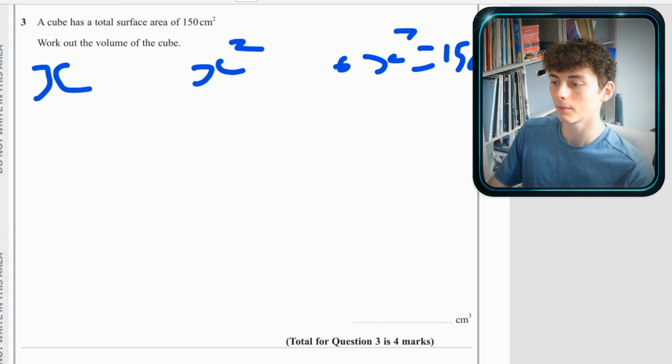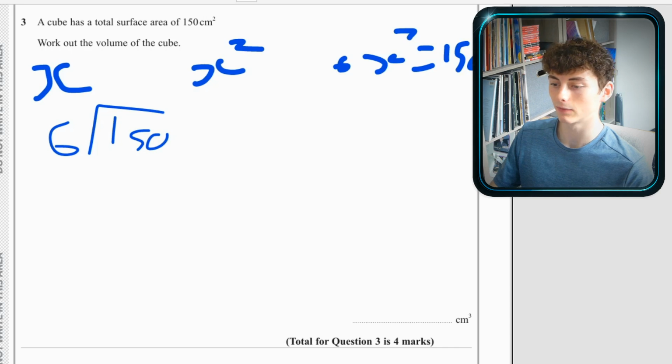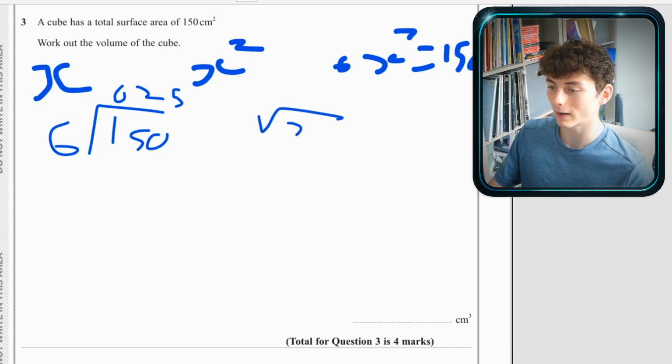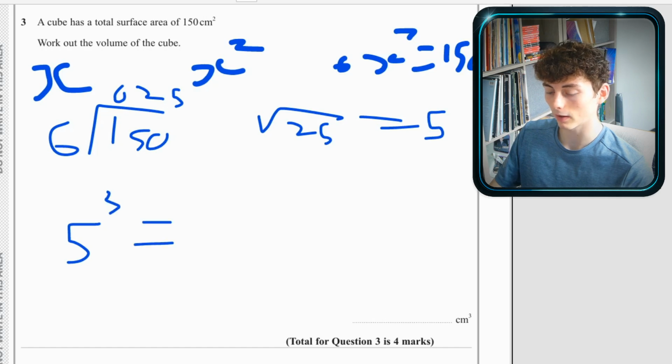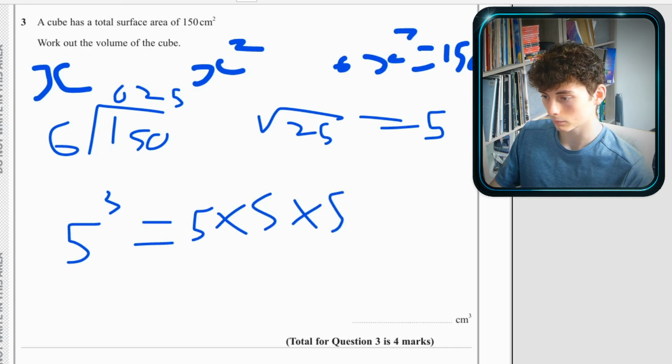So the first thing I'd do is I would divide 150 by 6. So I would shove it in another bus stop. So we do 150 divided by 6, and you'll find that that gives us 25. And as long as you know your square numbers, you'll know that the square root of 25 is 5. So we now know that one side of this cube is 5 centimeters. And the way you work out the volume of a cube is you cube the one side, so 5 cubed. And that will give us 5 times 5 times 5, which will equal 125. So great, 125 centimeters cubed.